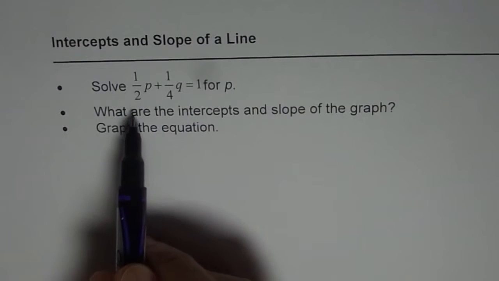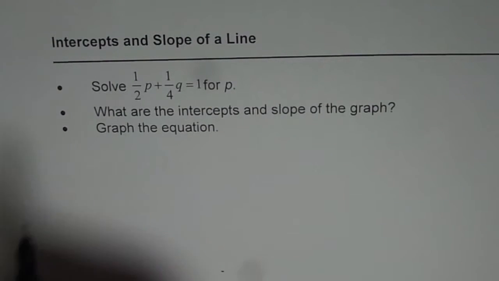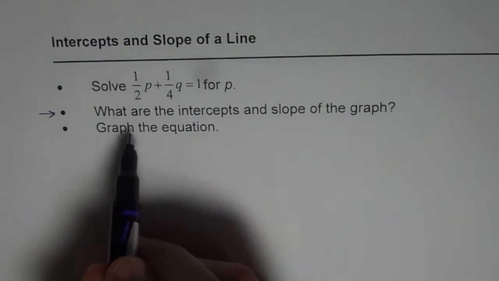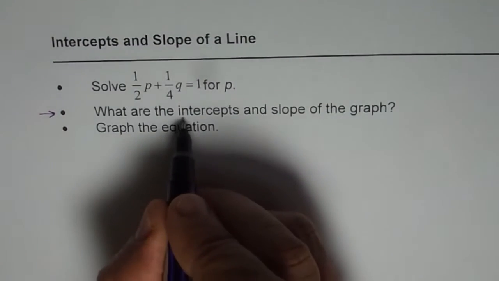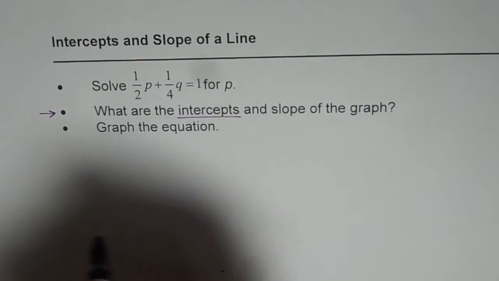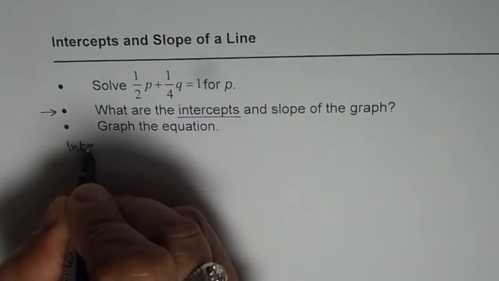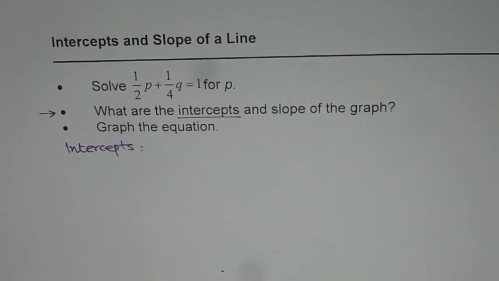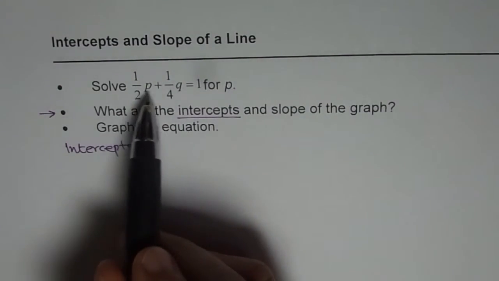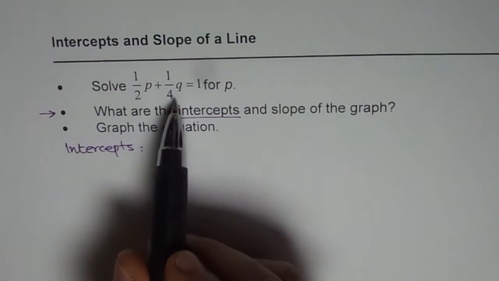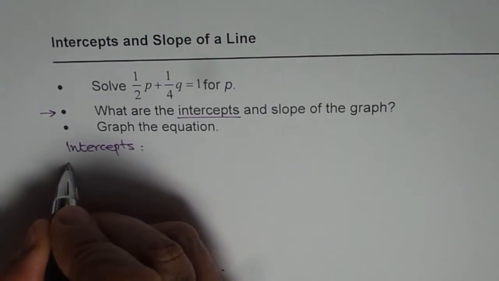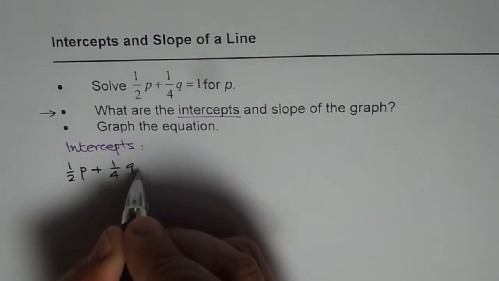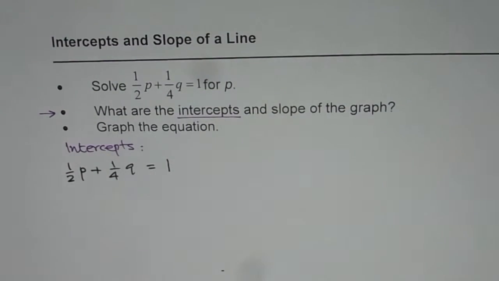Now when I'm given an equation like this, I prefer to answer the second part first, I should say a part of it, which says what are the intercepts and slope. So let me first find the intercepts. The reason is that the equation is given in standard form, so it's very easy to find intercepts from this equation. So the equation is 1/2 p plus 1/4 of q equals 1.